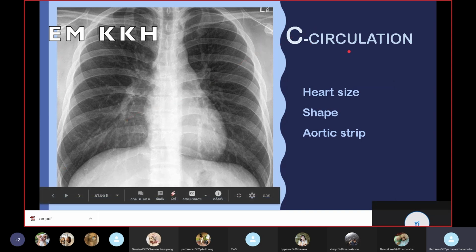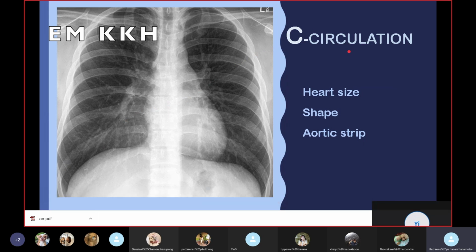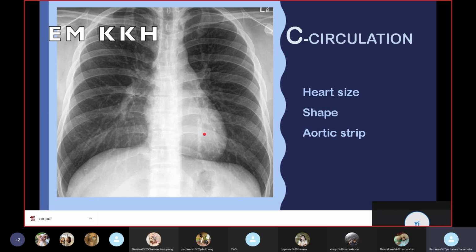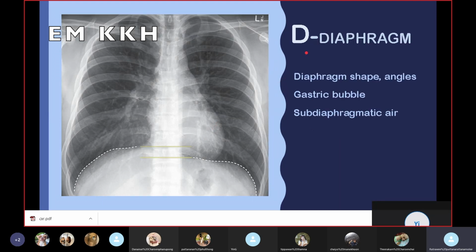DRSAB, and C. C is circulation. In a healthy patient, the heart normally occupies no more than 50% of the thoracic width on the PA view chest X-ray. Assess the heart size, the heart borders, and the aortic contour. DRSABC, and the next is D.